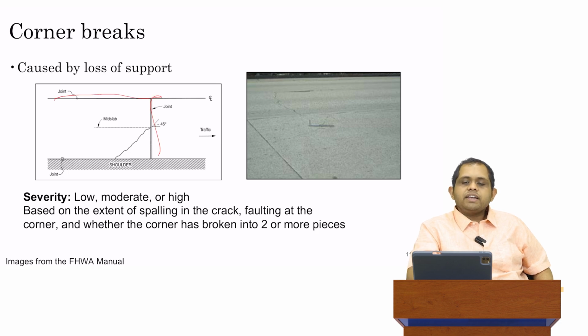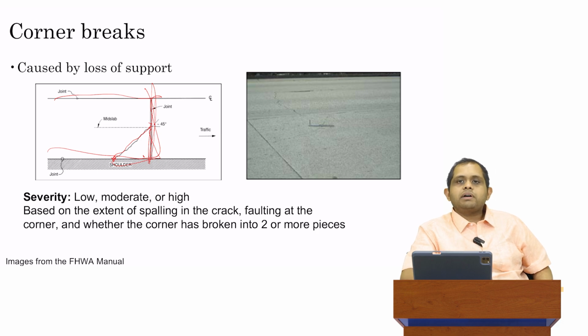In this diagram over here, we have a slab. Obviously, there's a joint. In the corner, we can have a crack which develops, and the crack goes at approximately a 45-degree angle, essentially as a shear crack. Because of that, it eventually goes from one edge of the slab to the other edge of the slab, and you have this triangular piece which is formed.